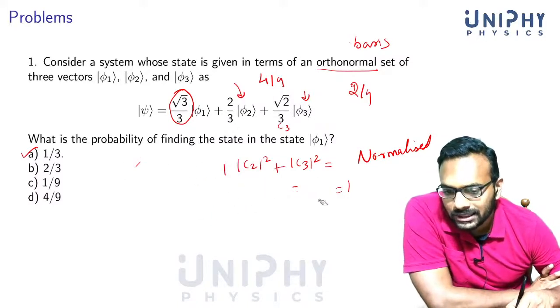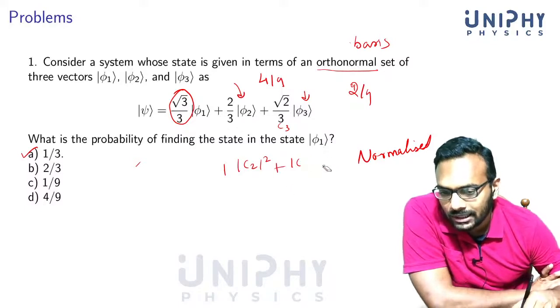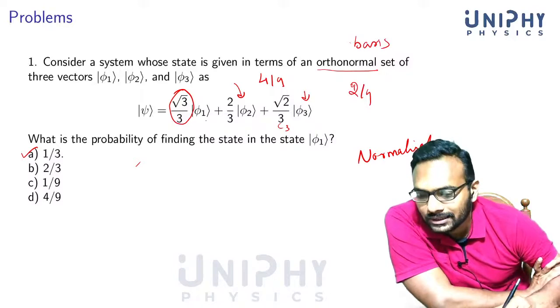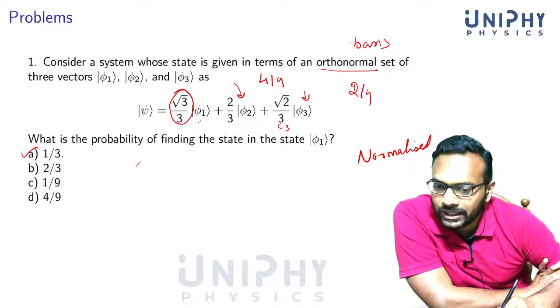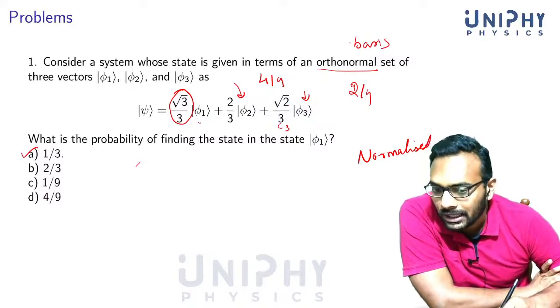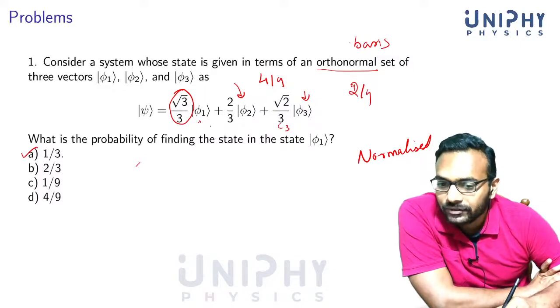Now you can imagine that these phi 1, phi 2, phi 3 are eigenvectors of the Hamiltonian operator. In that case, you are asking about a measurement of energy. Phi 1, phi 2, phi 3, for example, are the eigenvectors of the Hamiltonian. You are actually asking the probabilities of measuring different energies.